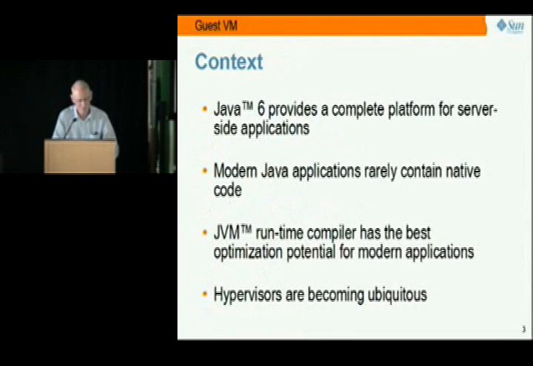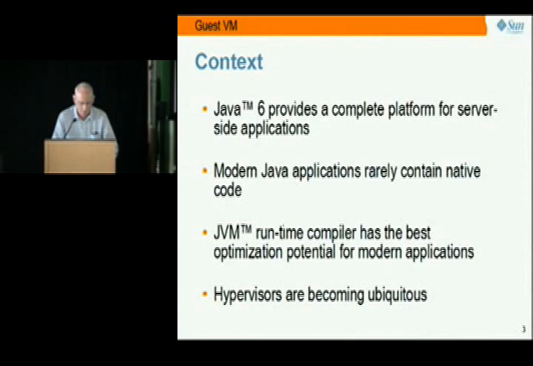So the context. Java's been around for 14 years, I believe. And over that time, it's evolved in God knows how many directions, just about every direction. And it's pretty much a complete platform now, for server-side applications, certainly. There really isn't anything that you can't do in the platform, either with the platform itself or with libraries from third parties. Modern Java applications don't tend to contain native code now. I mean, they used to have native code partly for performance reasons and partly to plug holes in the platform, and both of those have essentially gone away. So most server-side apps are actually now pure Java.